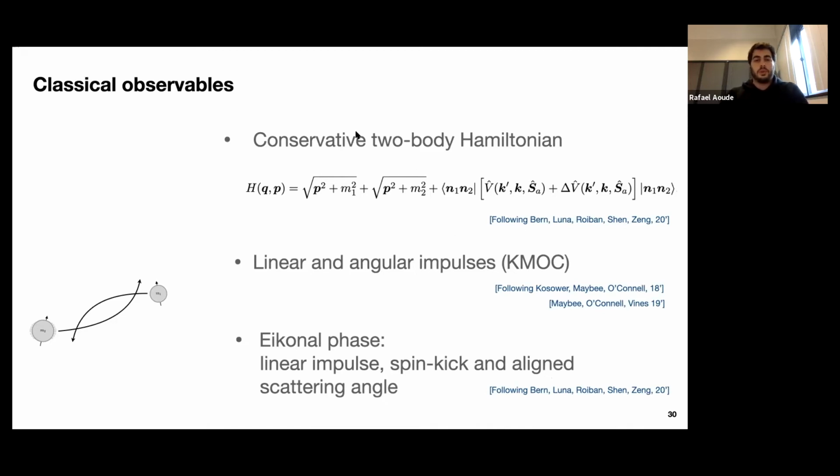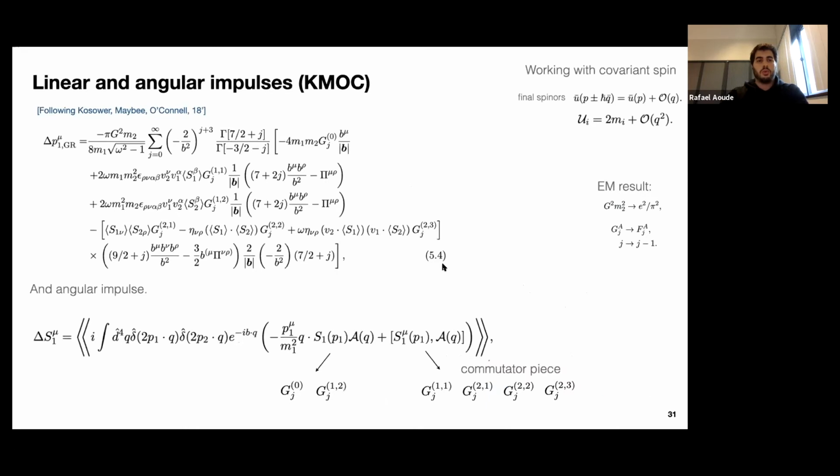So I'm not going to focus much on the conservative two-body Hamiltonian. I will go to these two cases here. So first, from the KMOC, what you obtain is that the linear impulse, it's this big formula here where you have your terms of the monopole, of spin orbits, and the spin-spin term.